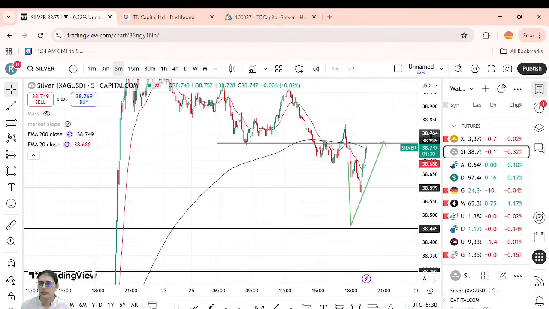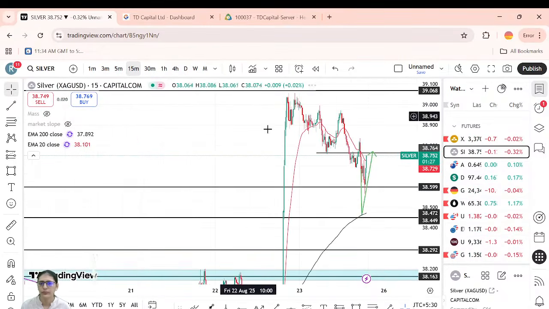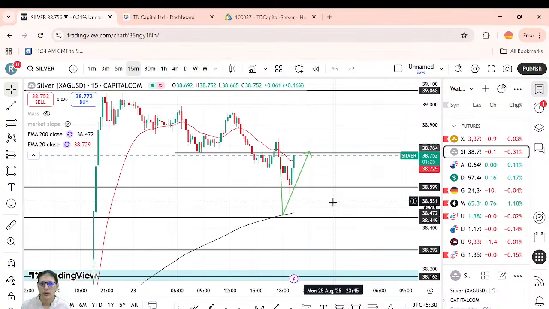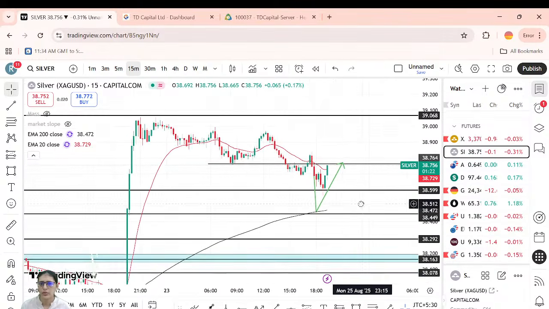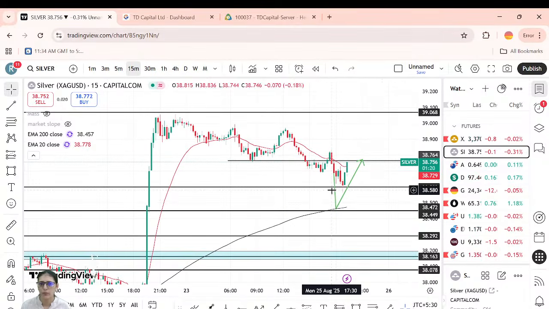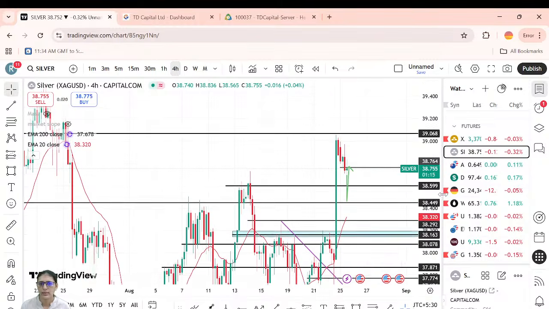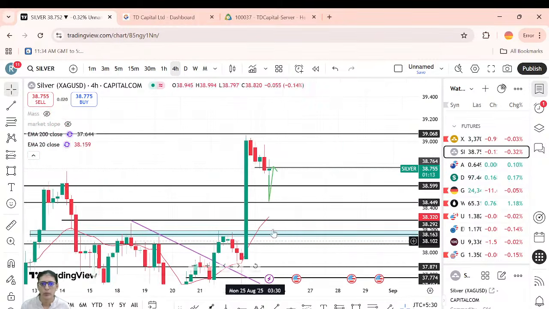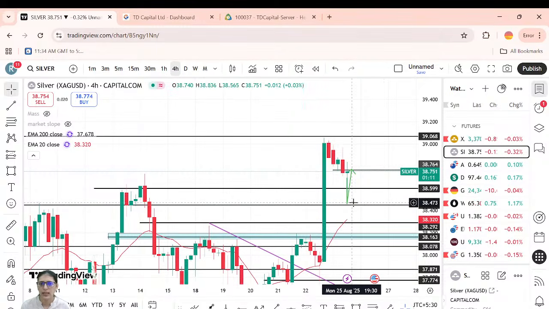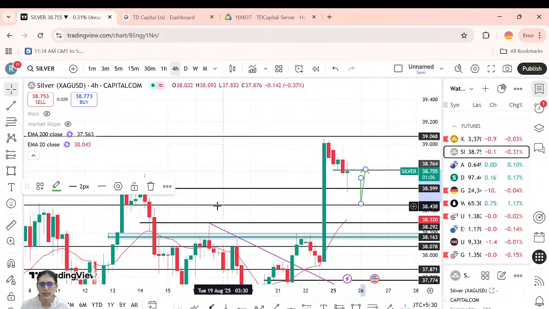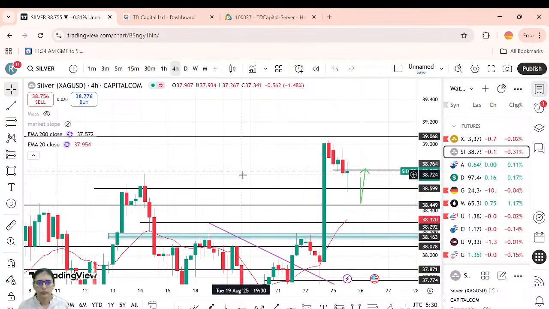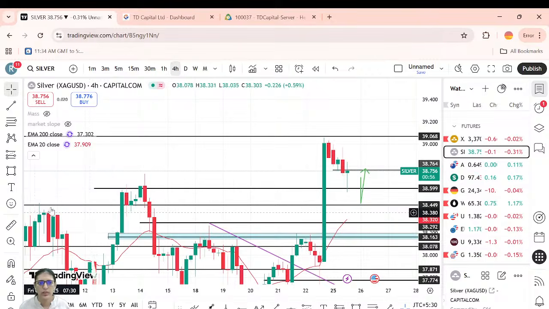Silver is going up. See, gold and silver both went up from here. 30 minutes, 1 hour, 4 hour. Yes. See, these two are both good buying areas. This area from where the market has currently risen, this area and this area were two good buying areas for silver, and silver is giving a rise from this area.